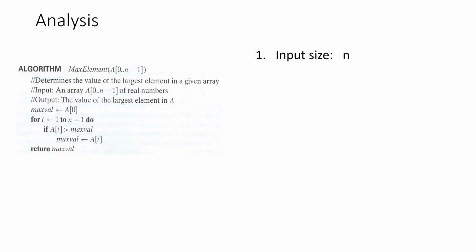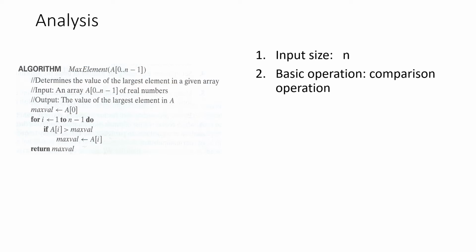So what is the first step? We have to identify the input size. From the algorithm, it is obviously known that the size of the input is going to be n. So the input size is n. What is the second step? You have to identify the basic operation. So what is a basic operation? The operation that is executed more number of times in any given algorithm is known as the basic operation.